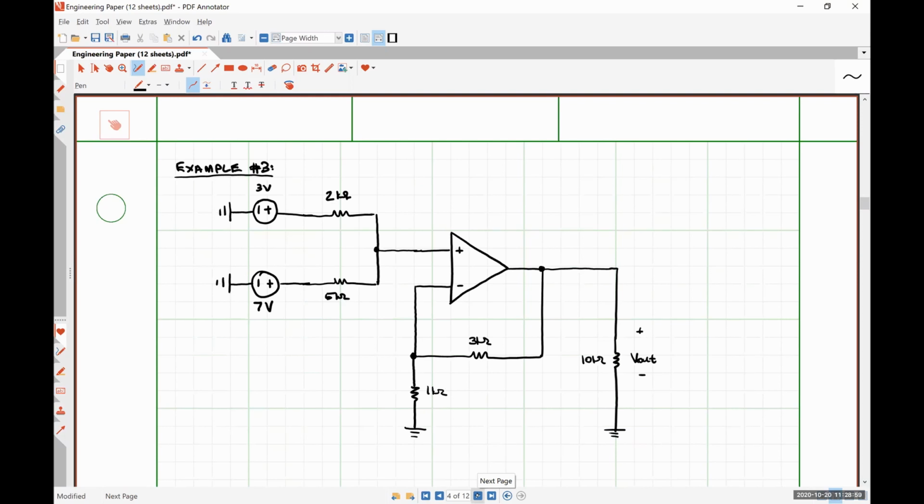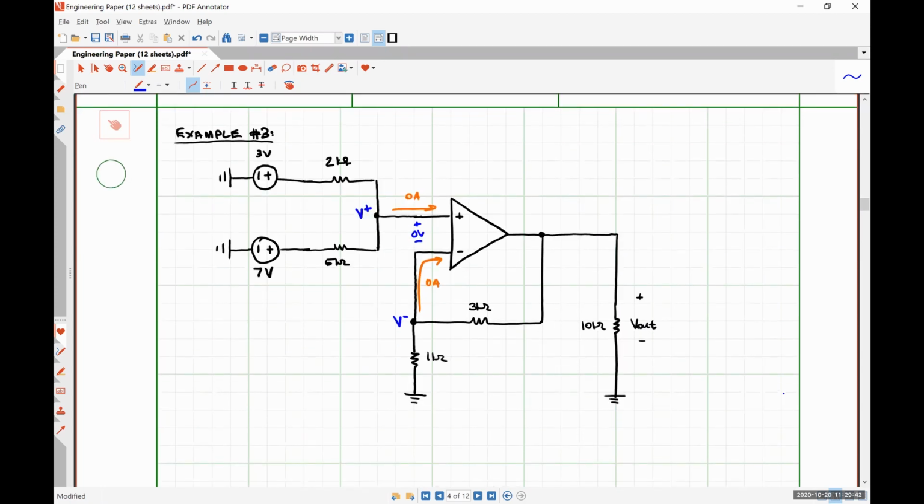So now we have a bit more of a complex ideal op-amp circuit, but we can really approach it in much the same way. Applying ideal op-amp rule number 1, this current must be 0 amps, and this current must be 0 amps. And applying op-amp rule number 2, the potential difference between these guys must be 0 volts, which means this voltage here, V plus, is identical to this voltage here, V minus.